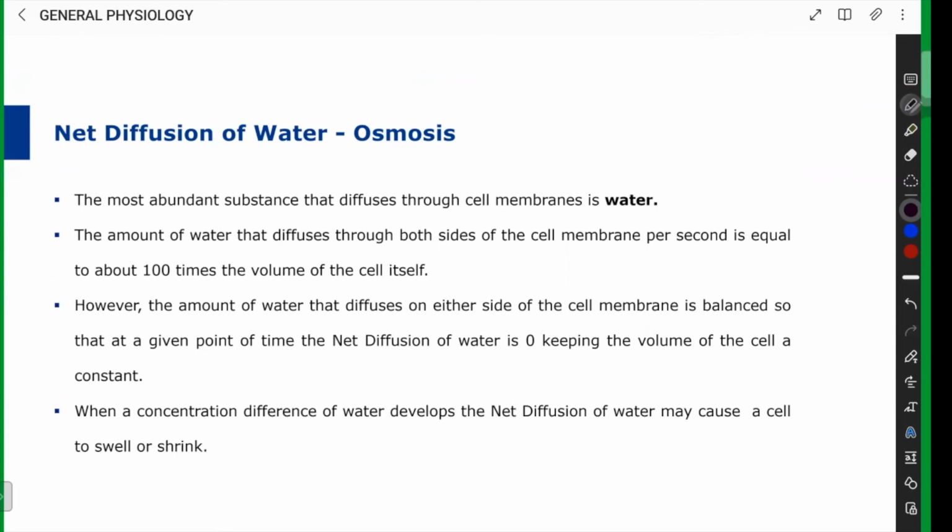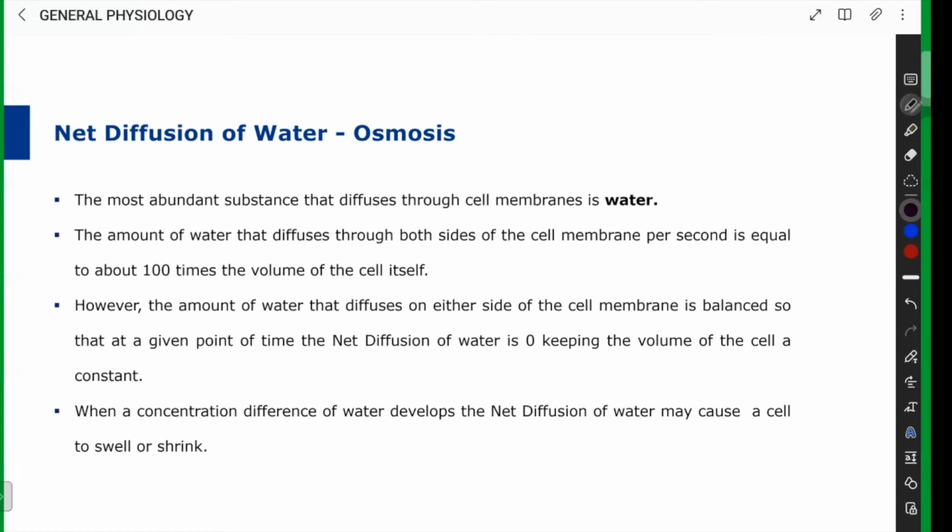You know that the most abundant substance that diffuses through the cell membrane is water. The amount of water that diffuses to both sides of your cell membrane is equal to 100 times the volume of the cell. However, the amount of water that diffuses on either side has to be balanced so that your volume of cells should not get more or less. It should not go hypotonic or hypertonic. So that is a very important thing.